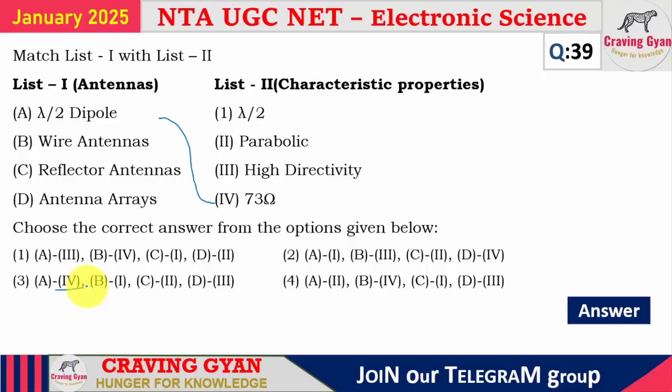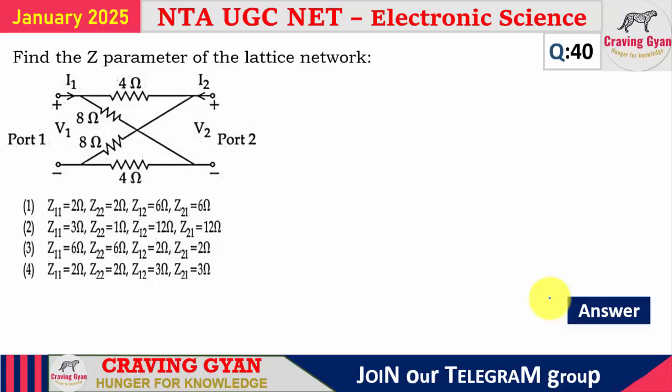Now, in the case of wire antenna, it is lambda by 2. In the case of reflector antenna, it is parabolic. In the case of antenna arrays, it will be high directivity. So for this, the corresponding option that is going to follow is option 3, which is correct. In the 40th question, the Z parameters based question they have asked is the simplest one again.